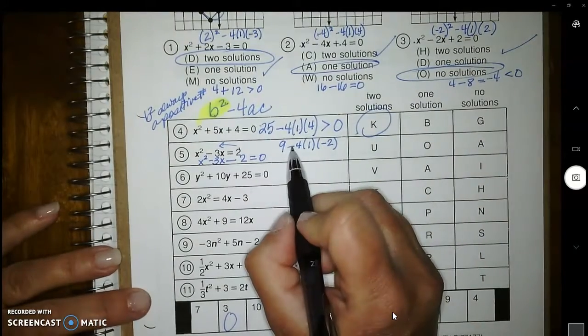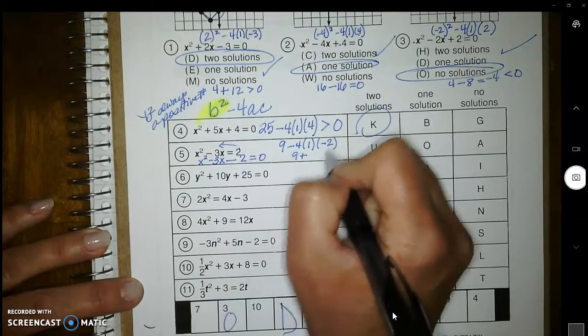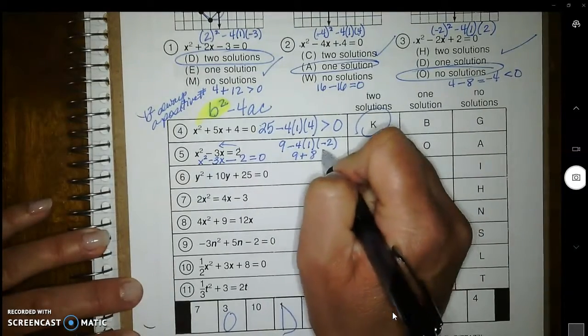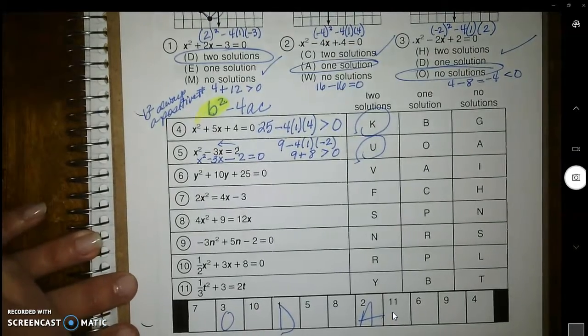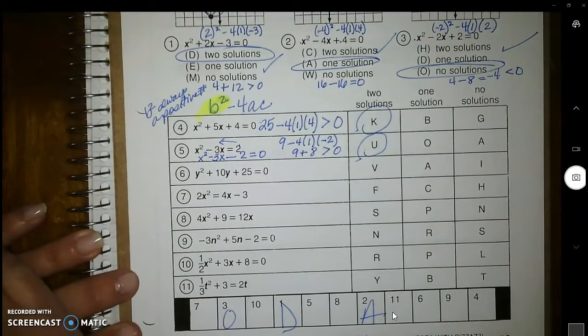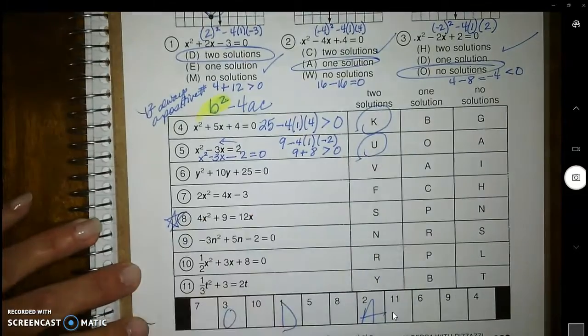And then I'm going to look. So 1 negative and 1 negative is going to make a positive. So I end up doing 9 plus 8. And I get 2 solutions because it's greater than 0. Okay? Excuse me. Let's go do that again. Let's go do number 8.